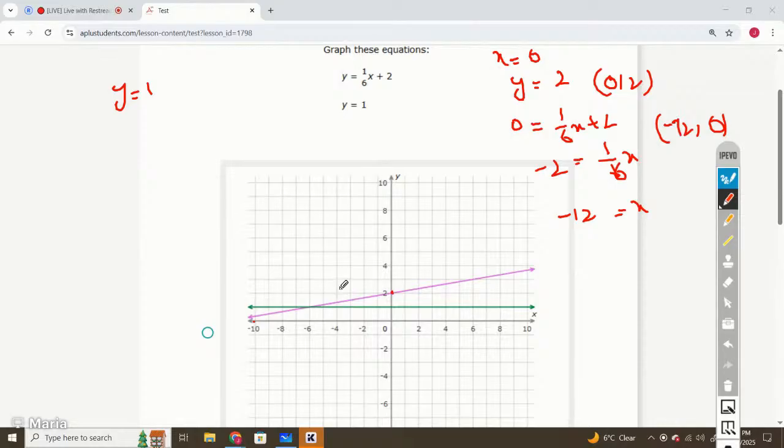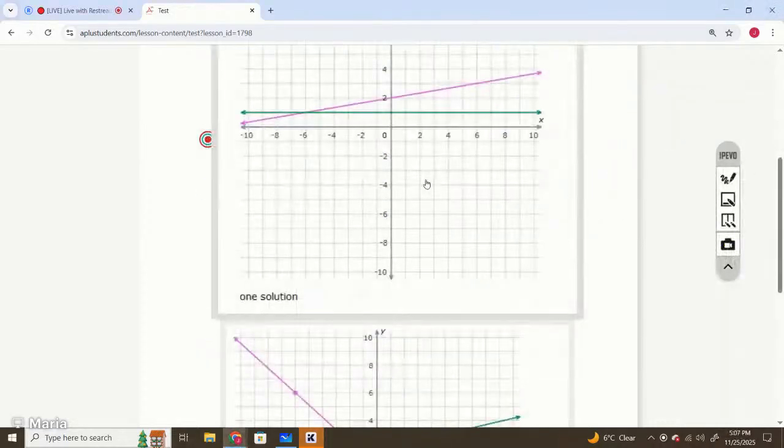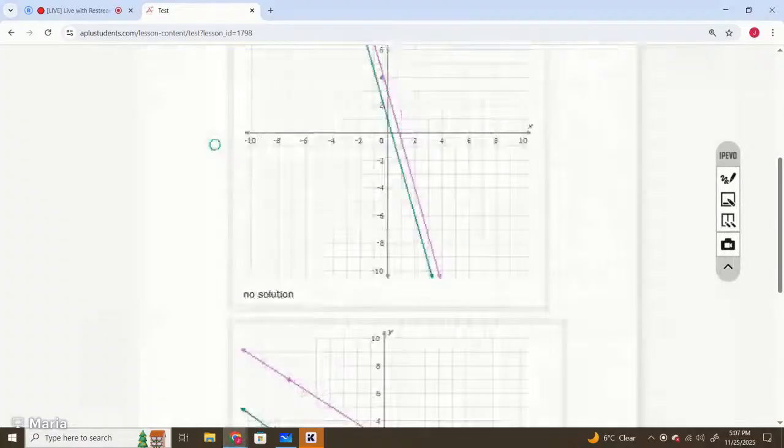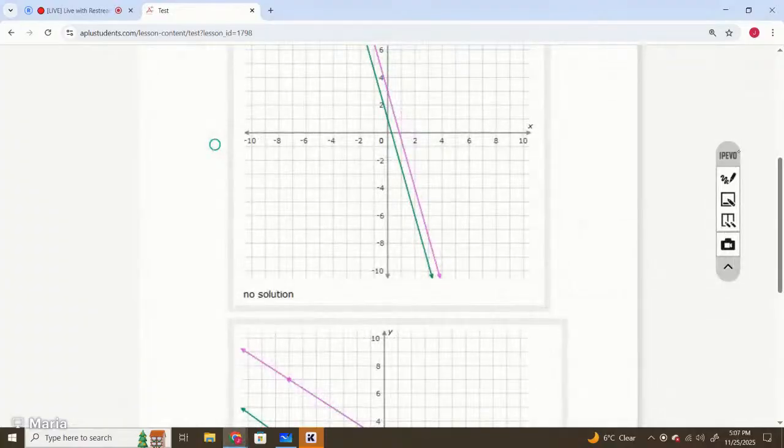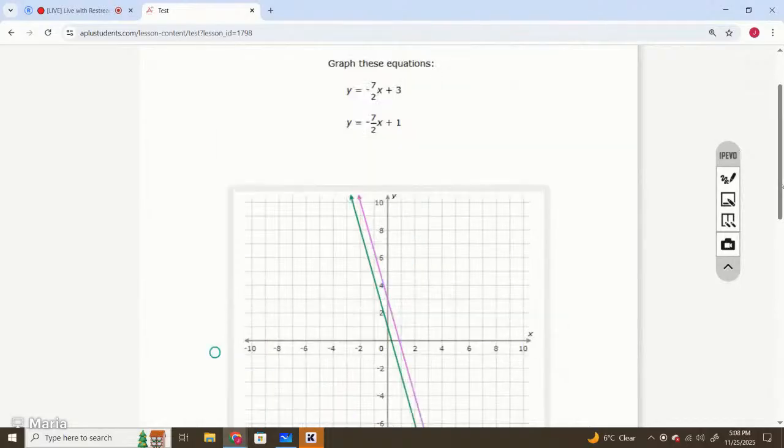So option number 1 is the correct option. The lines have one solution. The correct option is option number 1. It has one solution.